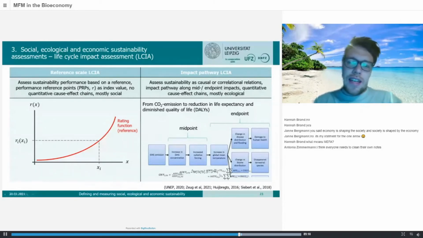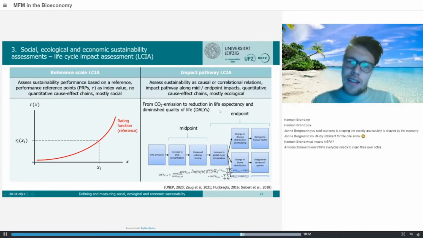So we can quantify, exactly by mathematical relations, by really a lot of science behind those impact pathways, how many kilograms of CO2 we are emitting are leading to specific endpoint impacts. And that's why they are also called midpoint and endpoint impacts. The indicator is greenhouse gas emissions. The midpoint indicator is something like the increased radiative forcing, and the endpoint indicator is the effect it really has, increasing global mean temperature and damaging human health.